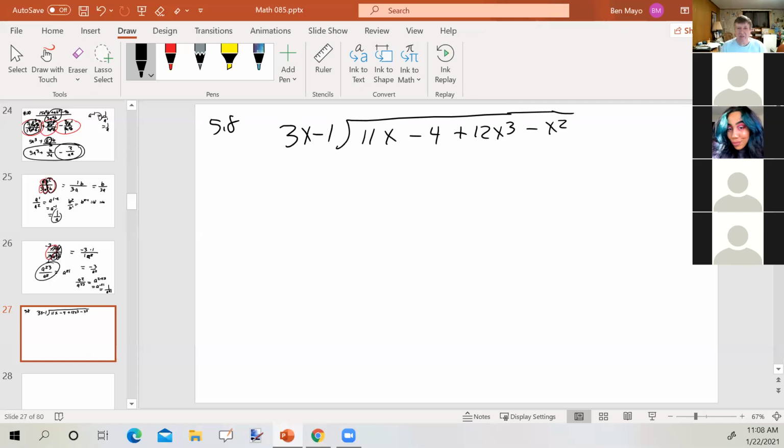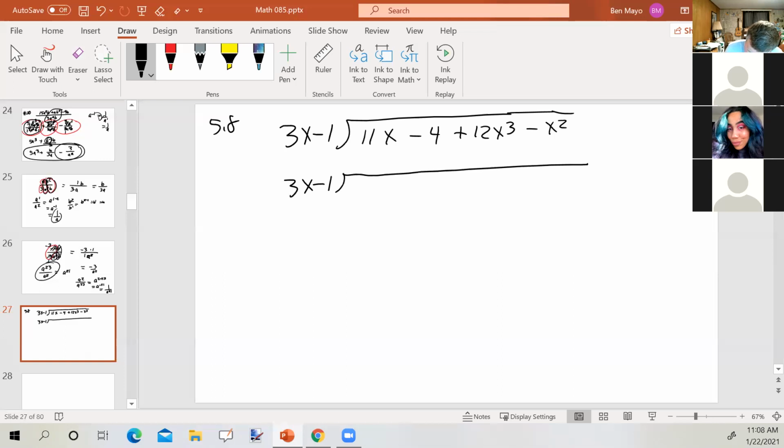Yes. And good for you for calling the dividend correctly. The divisor's outside, the dividend's inside. The dividend is not in descending powers, so we're going to fix it. We're going to rewrite this as 3x minus 1, and inside, 12x cubed minus x squared plus 11x minus 4. Note that there are no missing powers, so that's good.